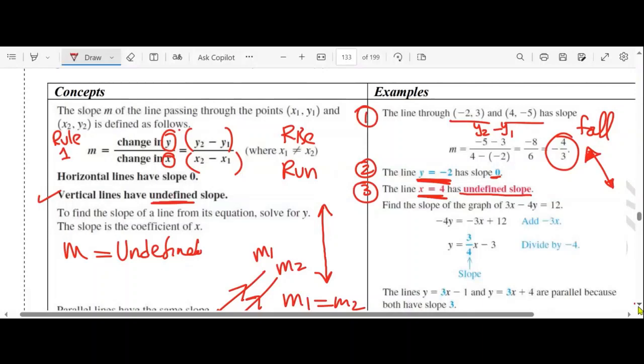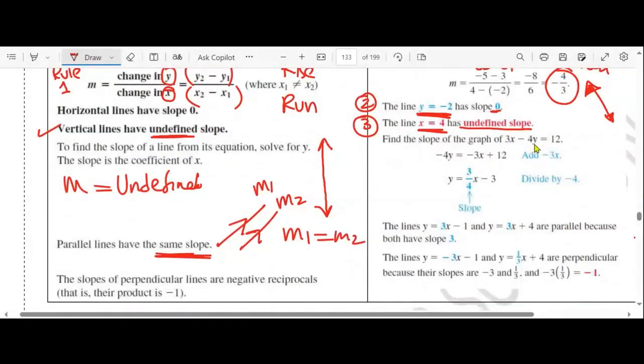Okay. Find the slope of the graph. 3x minus 4y equals 12. So I have to make the equation y equals x and the number or the constant. So if I move x to the right side, it becomes what? Negative, correct? Yes. And then I have to divide by what? -4. So this becomes positive. So what is the slope? The slope is 3/4. So don't forget the formula is y equals mx plus b. What is m? It is the slope. Is this clear? Yeah.